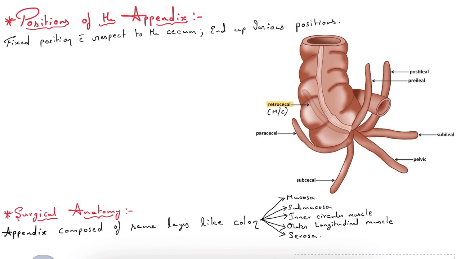So appendicitis usually happens when something blocks the appendix. It could be hardened stool called fecalith, or swollen lymph tissue, or worms like Ascaris. Worms are very rare, and tumors are very rare. When it gets blocked, bacteria grow inside, causing swelling, infection and pain. So this is the main thing causing appendicitis.